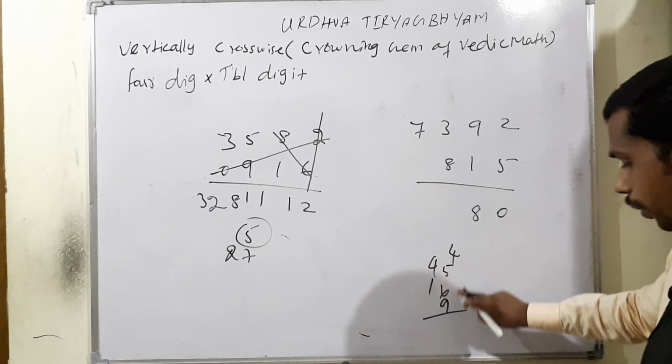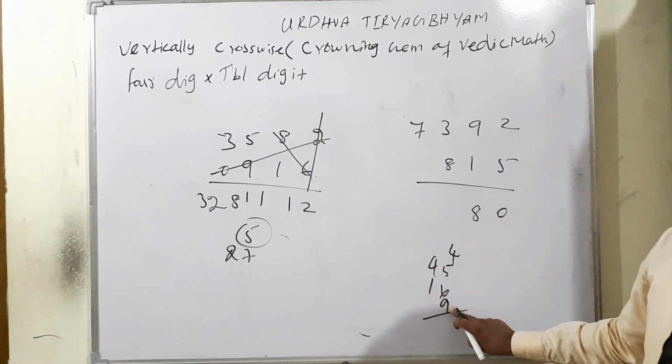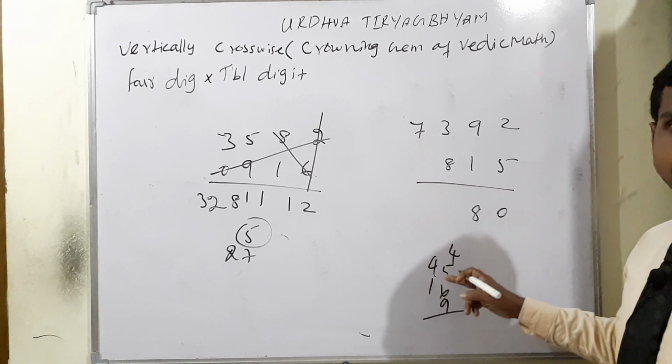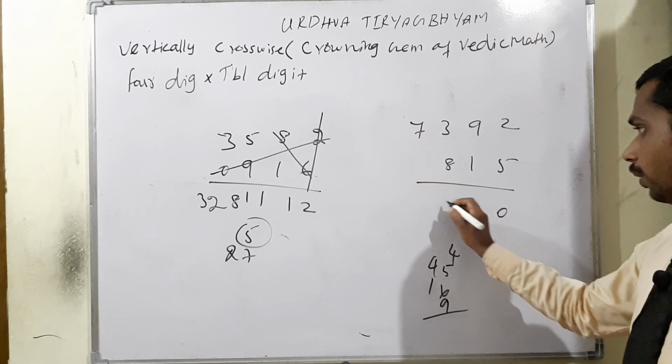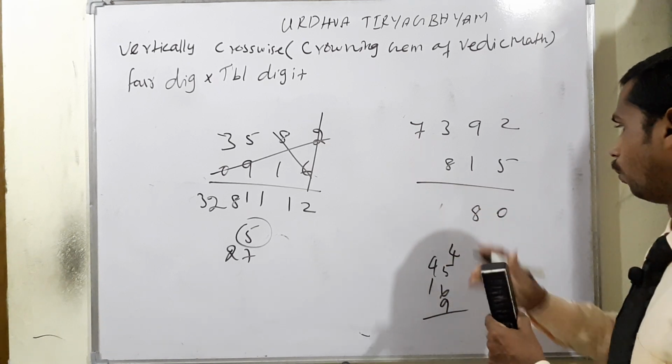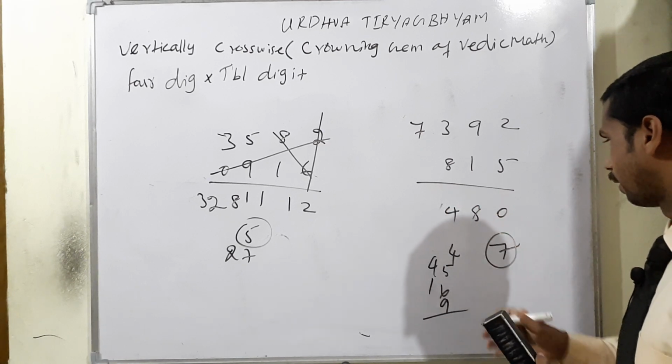plus 4 is equal to 49. 49 plus 9 is equal to 58. 58 plus 6 is equal to 64. 64 plus 10 is equal to 74. So now 4 will come. Again carry will be 7.